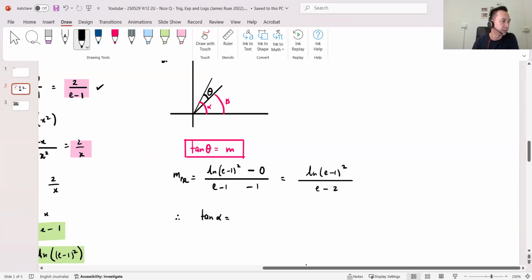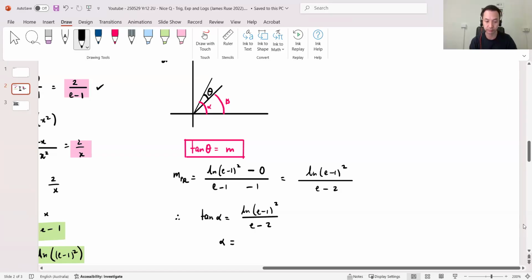So let me just see. So ln of (e minus 1) squared over e minus 2. Now this is just a constant, just an ugly constant. So what I'm going to try to do is punch it in the calculator. So grab yourself a calculator. Inverse tan, fraction, ln, now (e minus 1) squared. I need to be careful, I don't know how the order of operations on the calculator works with logs, so maybe I put an extra bracket there just in case. Then on the bottom, e minus 2.